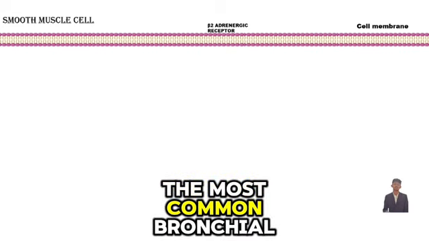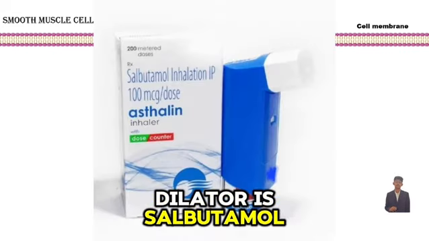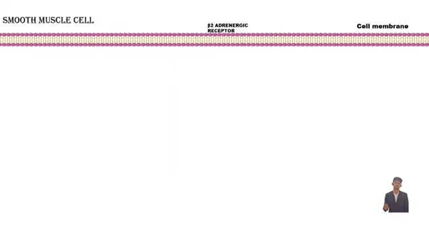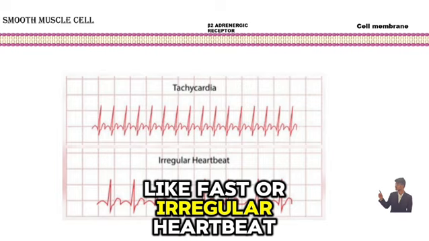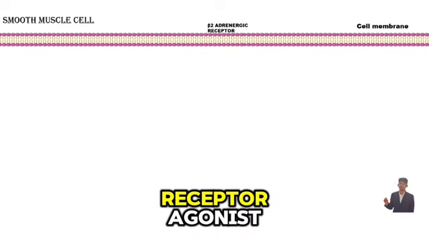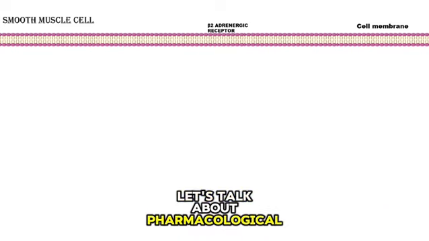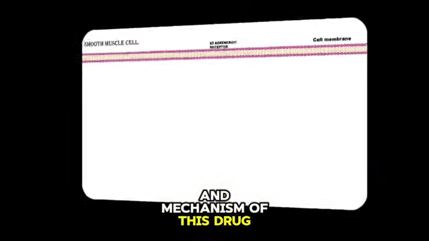The most common bronchodilator is salbutamol or albuterol, but it has some side effects like fast or irregular heartbeat. Salbutamol is a beta 2 adrenergic receptor agonist. Let's talk about the pharmacological effects and mechanism of this drug.